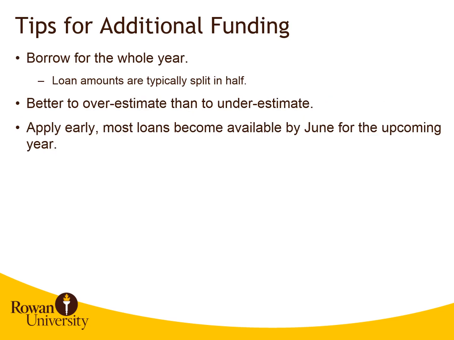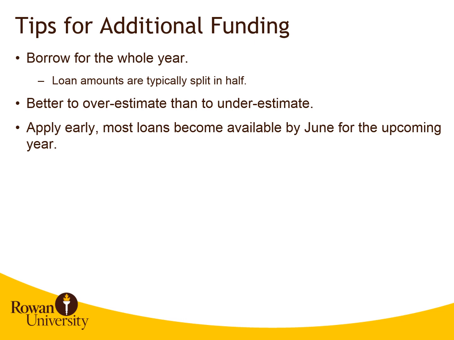So if you decide that borrowing additional funding is right for your family, here's just a couple of tips. We really recommend that you borrow for the whole year. When you request a loan, by default, we typically divide the amount that you borrow in half. So half goes towards fall, the second half for spring. We get a lot of questions where a parent might borrow $1,000, let's say, and they anticipated it to all go towards the fall semester, but they'll notice that they only got $500.